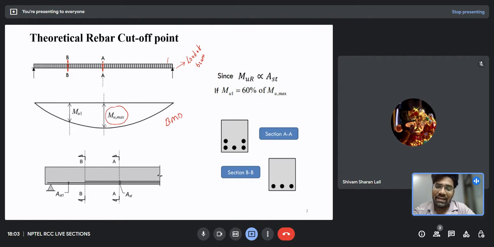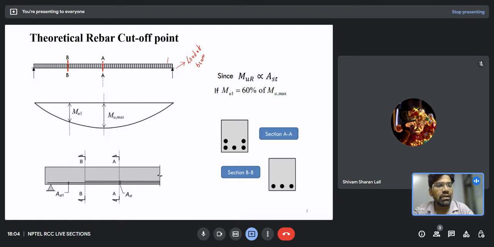So while designing this beam, we consider the maximum bending moment, and for this maximum bending moment we design the beam, and the reinforcement bar is provided throughout the longitudinal axis of this beam. But is it necessary to provide such a large amount of bars, designed to resist this Mu max? No, it is not necessary, because at other positions the moment is less than Mu max.